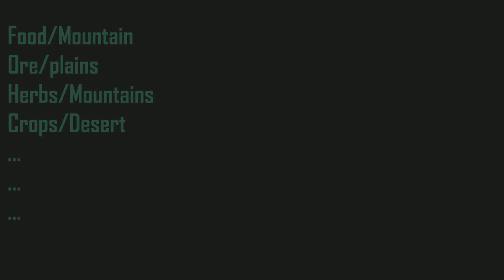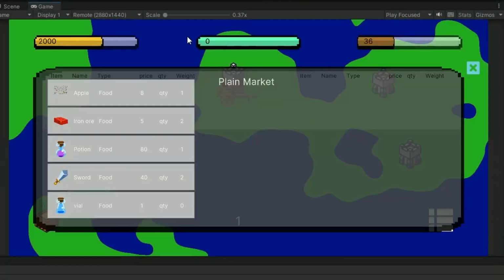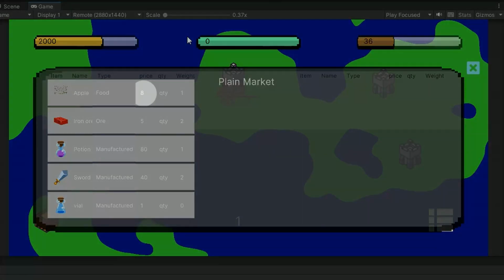For example, there could be a single city in the whole world that produces bread and it could buy grain for more money than any other town. For now though, let's stick to basic types. Here, I made it so that Red City, the city we always start at, is considered a plains town. Food can then be bought for cheap here, and as we can see, even though the base price of apples is 10, they only cost 8 here.